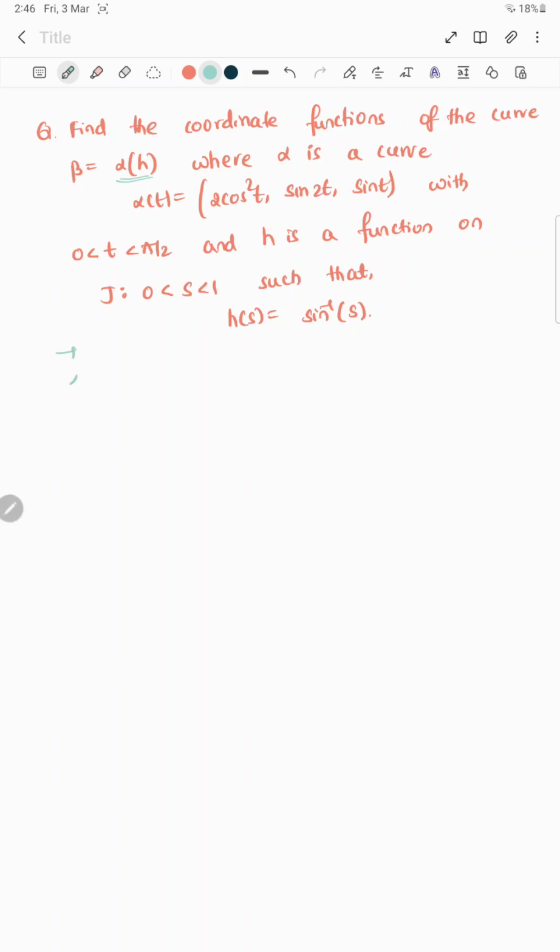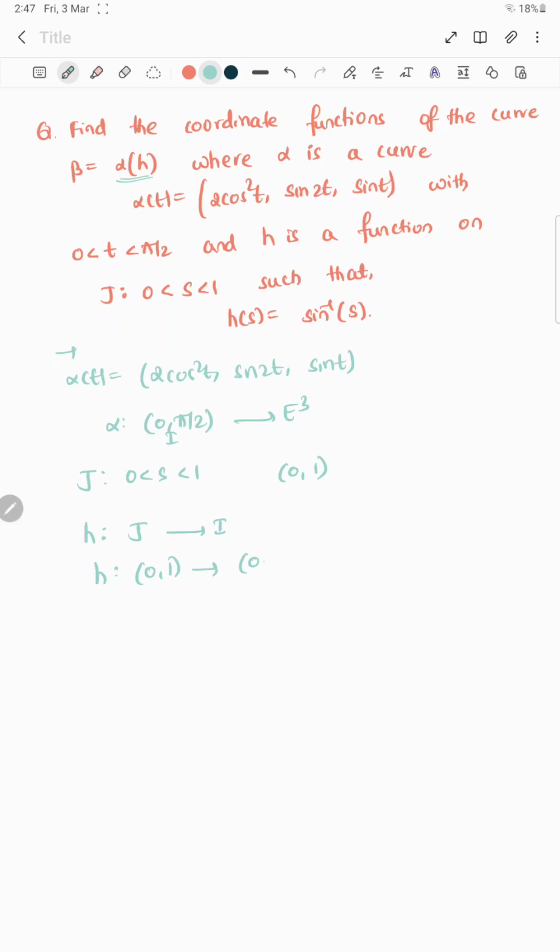We can see alpha given by alpha of t is equal to (2 cos square t, sin 2t, sin t), and the t range is mentioned, therefore alpha is a function from the open interval 0 to pi by 2 to E3, and J is given as 0 less than s less than 1. So J is the open interval 0 to 1, therefore h is a function from J to I. Here I means 0 to pi by 2, therefore h from 0 to 1 to 0 to pi by 2 is a function given by h of s is equal to sine inverse s.